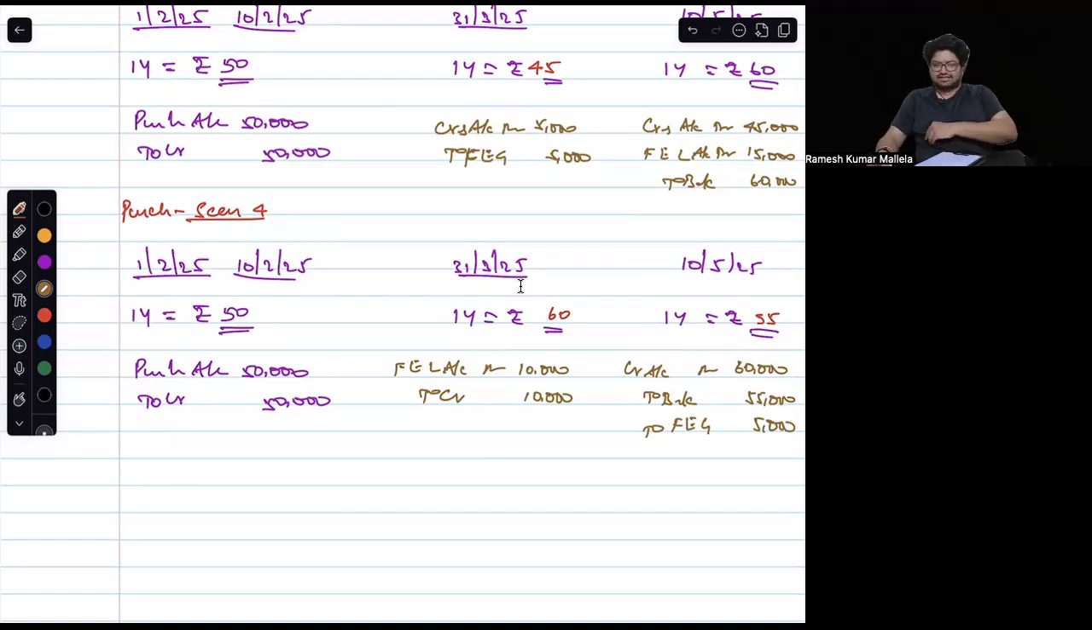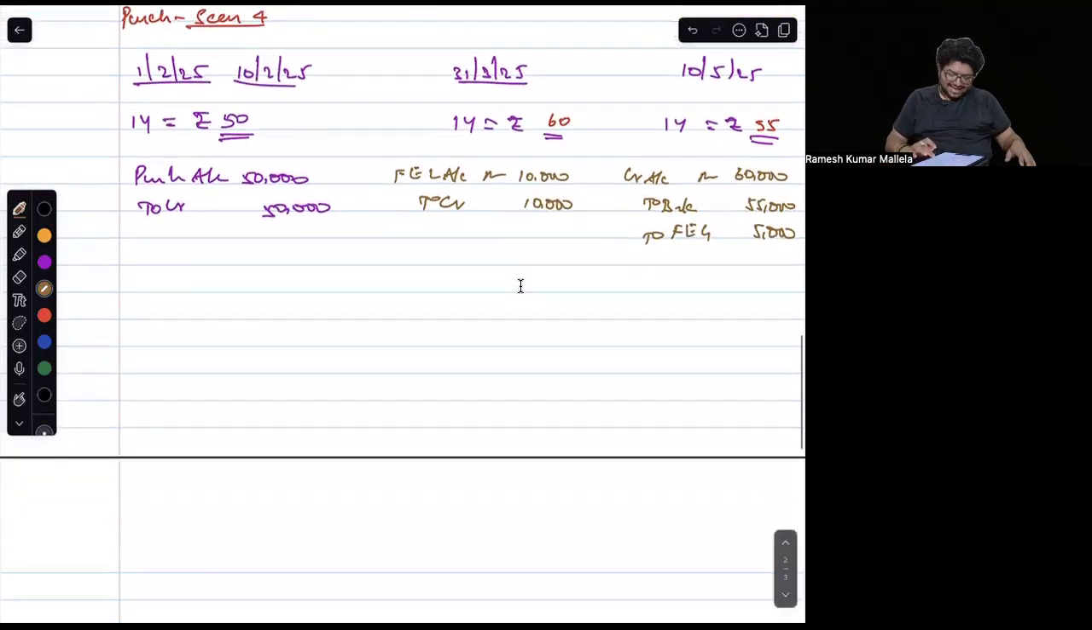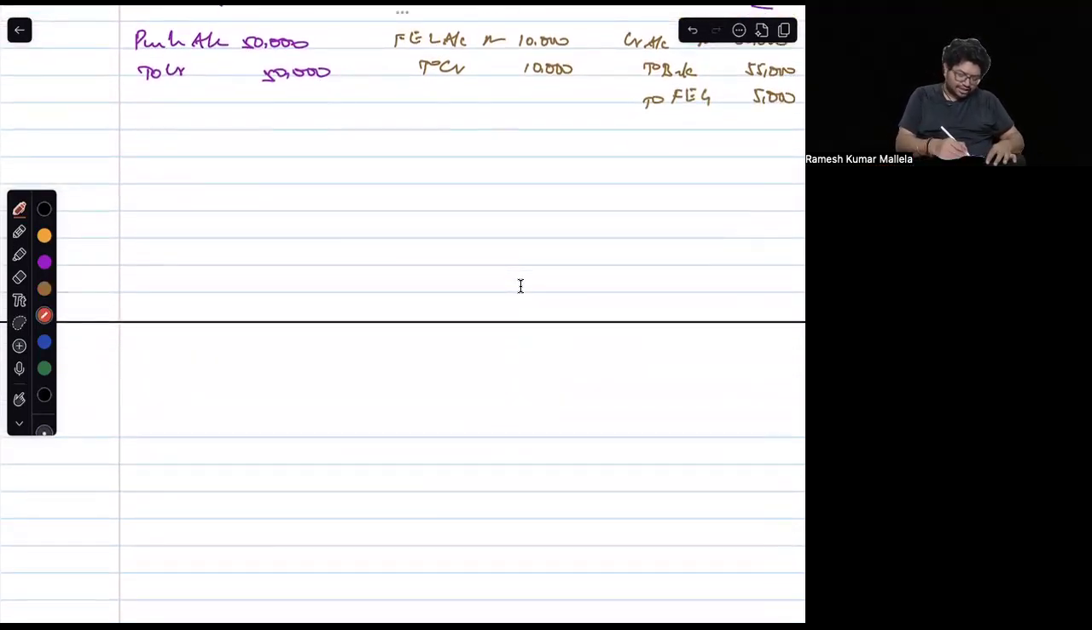So these are the ways in which various permutations and combinations are possible in purchases only. Same way for sales also it is possible. Yes or no? When you do sales, you will receive money. It will be exactly the reverse.